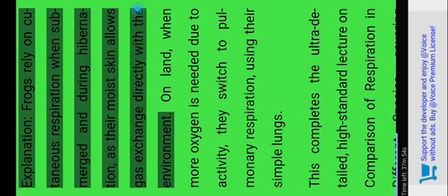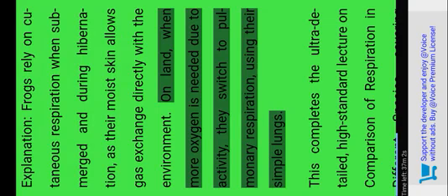Explanation: Frogs rely on cutaneous respiration when submerged and during hibernation, as their moist skin allows gas exchange directly with the environment. On land, when more oxygen is needed due to activity, they switch to pulmonary respiration, using their simple lungs.